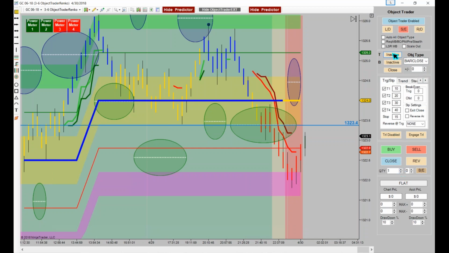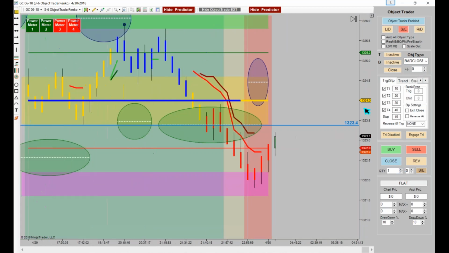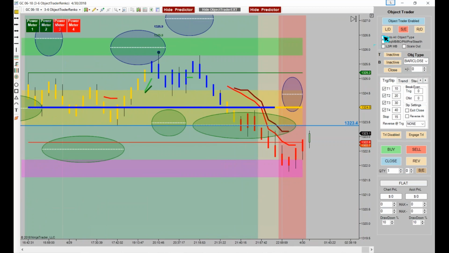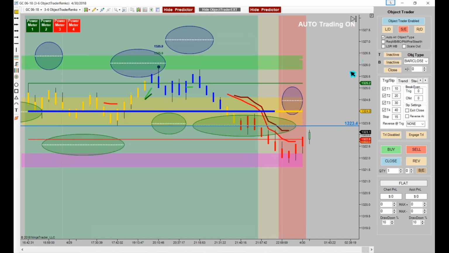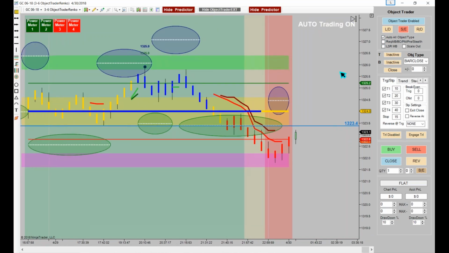All right, and let's go ahead and use a little feature that we've got called auto. I'm going to put this on auto. You'll notice that the little auto trading flashes white and blue. That's the way we designed it so that you'll know you're in auto mode. And let's see if we get a trade.